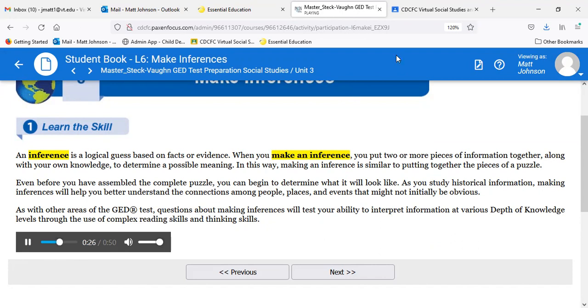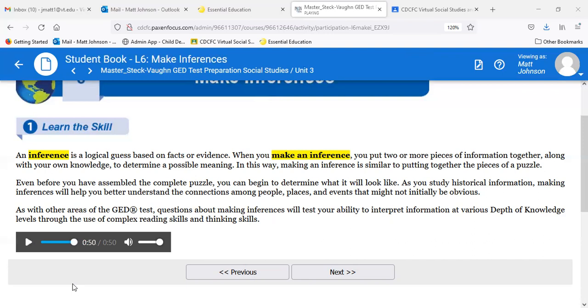As you study historical information, making inferences will help you better understand the connections among people, places, and events that might not initially be obvious. As with other areas of the GED test, questions about making inferences will test your ability to interpret information at various depth of knowledge levels through the use of complex reading skills and thinking skills.